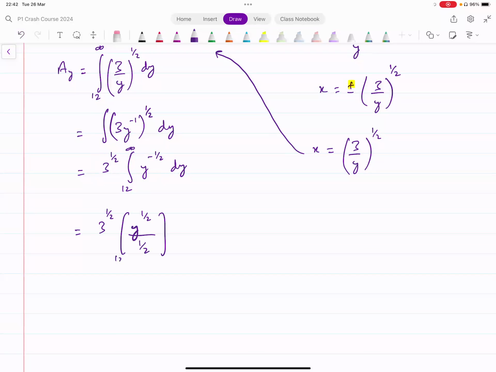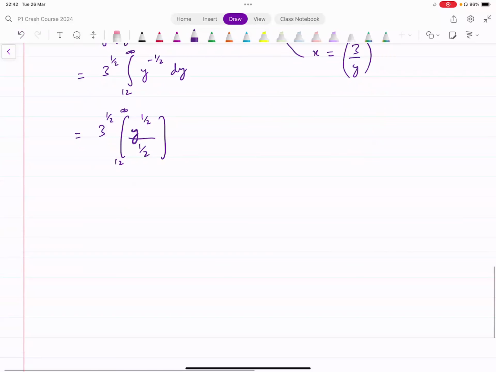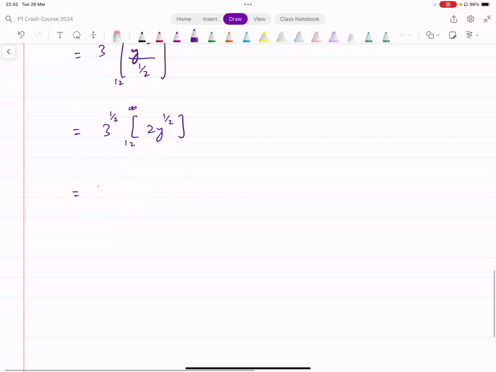That's the integration. Limits are from 12 to infinity. Now this 2 will come to the numerator, and the integral turns out to be 2y raised to power 1 over 2. Right? This 2 will go to the numerator like this. Limits are from 12 to infinity. Now let's try inputting the limits. You have 3 raised to power 1 over 2 outside. Inside, when you input the limits, you have 2 into infinity raised to power 1 over 2 minus 2 into 12 raised to power 1 over 2. This is the area that you get from this.